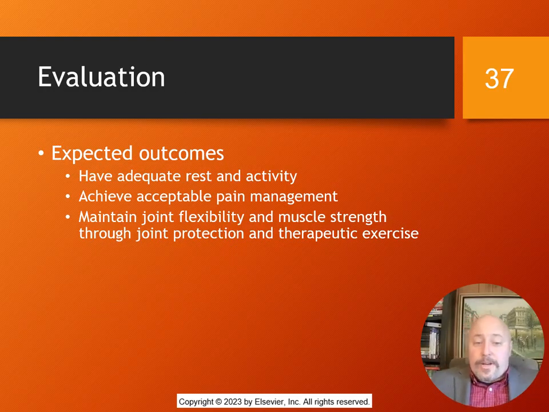Our expected outcomes: have adequate rest and activity, achieve acceptable pain management, and maintain that joint flexibility and muscle strength through joint protection, therapeutic exercise, every intervention we could possibly do, and a multitude of different interventions combined together to improve this patient's quality of life.